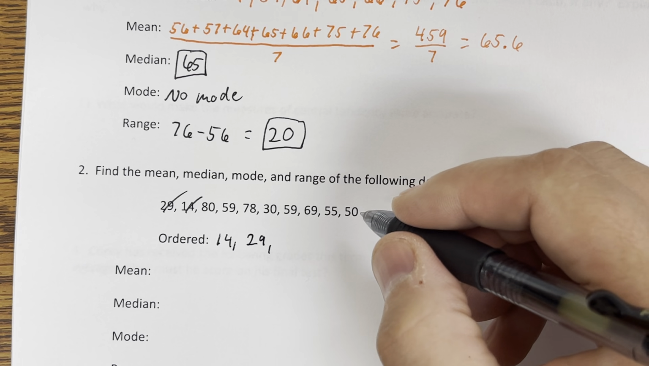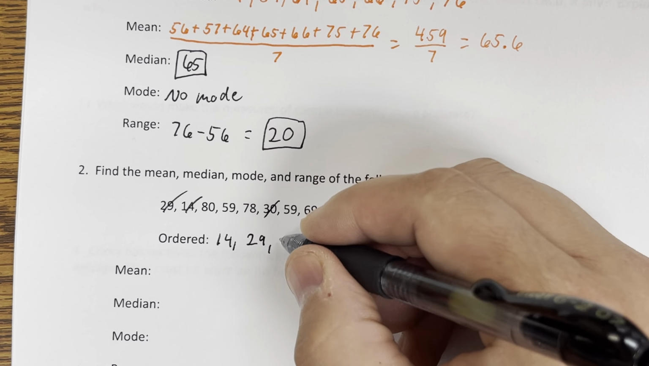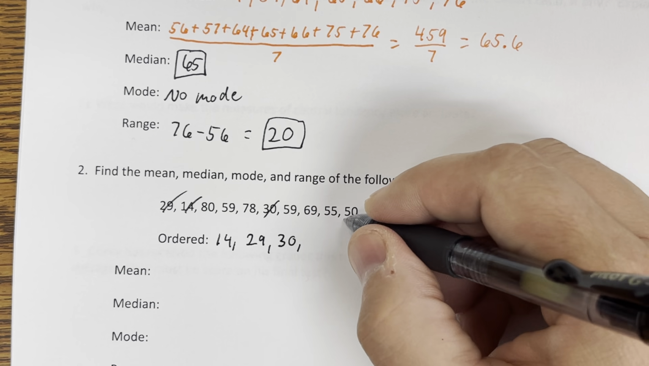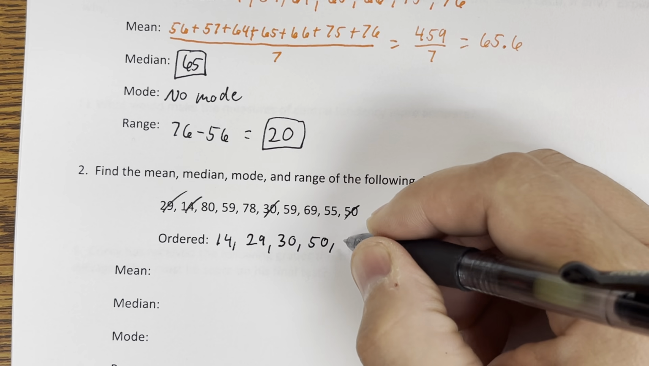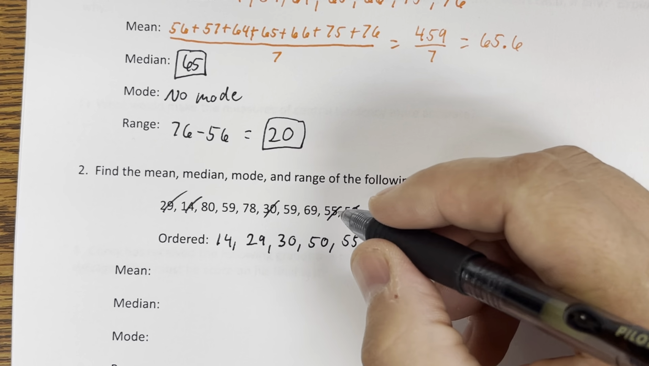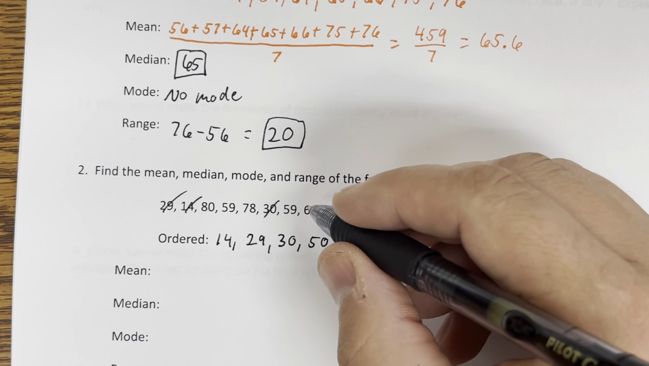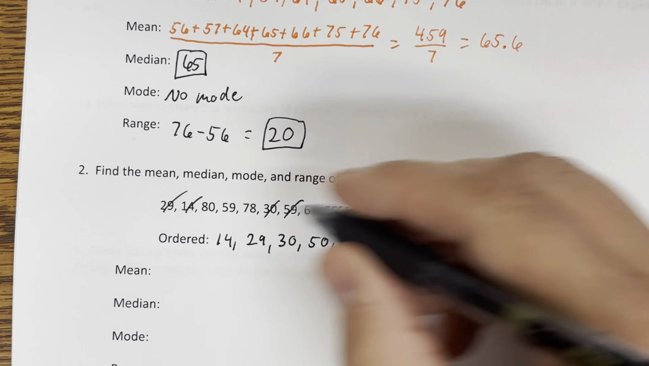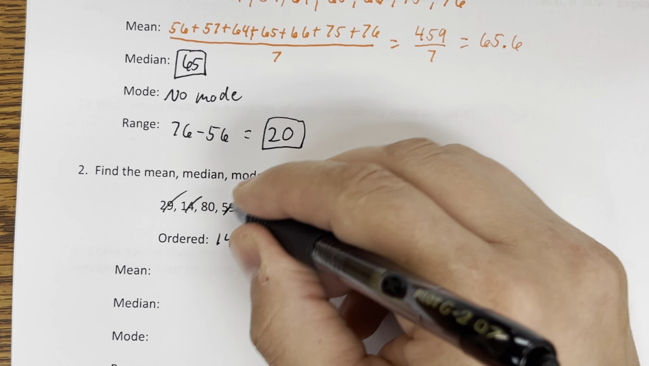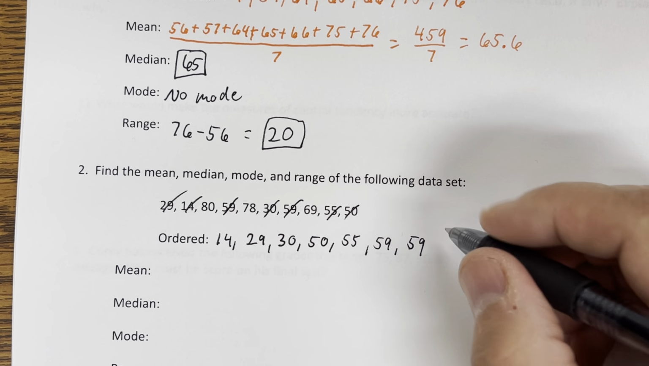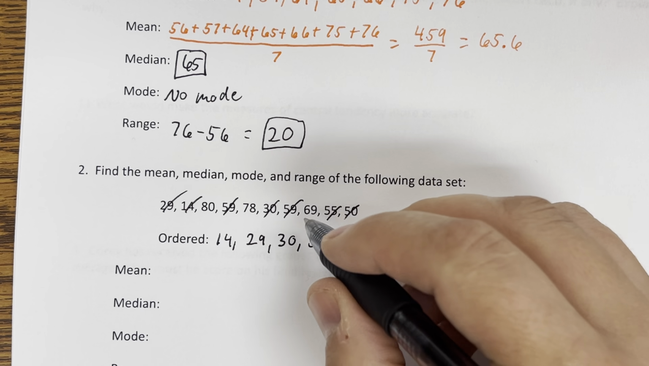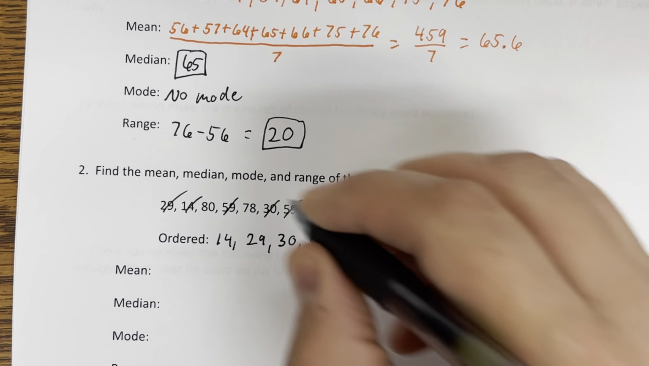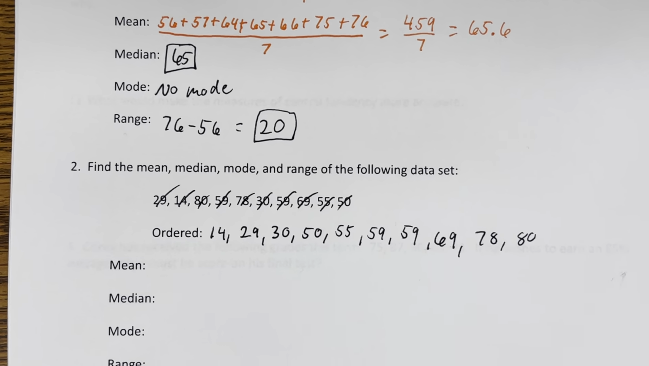Let's see, next biggest after 29 appears to be 30. And then the next biggest one after 30 is 50. And 55. And we got a 59. Another 59. Then we got a 69. And then a 78. And an 80. 78, 80, I got them all. Okay, so I got them ordered.